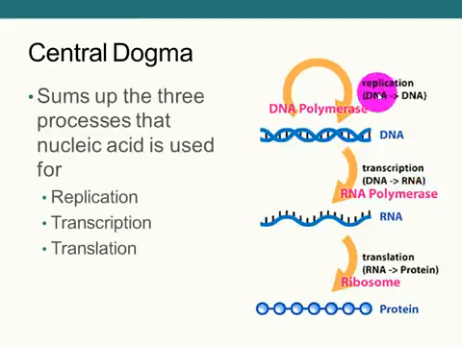Replication: basically you're taking a strand of DNA and making another copy. Transcription: you're taking the message in DNA and putting it into an RNA format instead. And lastly, translation: you're taking the message on our piece of mRNA and translating it into the language of proteins, using a ribosome to string those little amino acids together to make a protein. So we're going to be talking about each one of these in a little more detail.